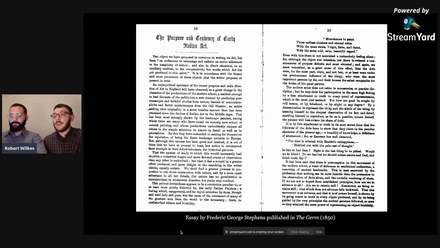This patient devotedness appears to be a conviction peculiar to, or at least purely followed by, the early Italian painters. The modern artist does not retire to monasteries or practice discipline, but he may show his participation in the same high feeling by a firm attachment to truth in every point of representation."